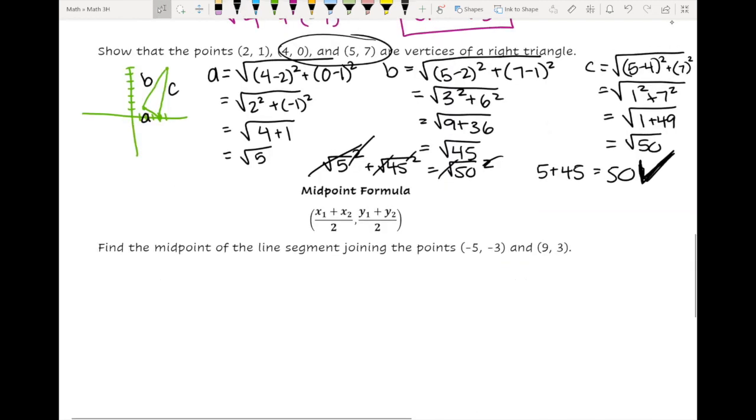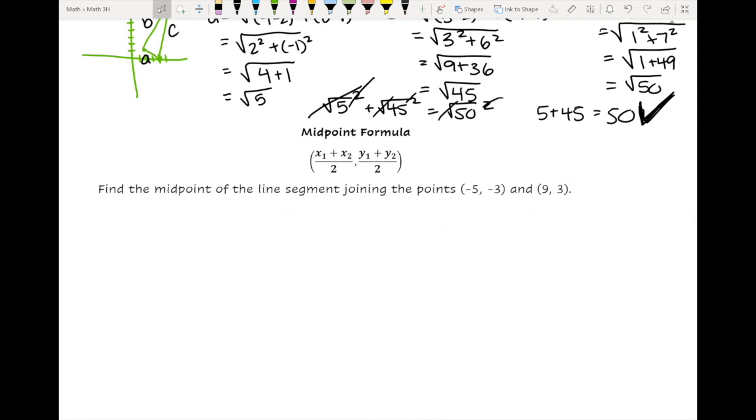All right, and our last type of question here is the midpoint formula. You're basically averaging out your x's and your y's. So it says find the midpoint of the line segment joining the points (-5, -3) and (9, 3). On my first point, I've got my first x and my first y. On the second point, I have my second x and second y. So in this formula, add up the x's and divide by 2. And then my y value will be adding up my y's and dividing by 2.